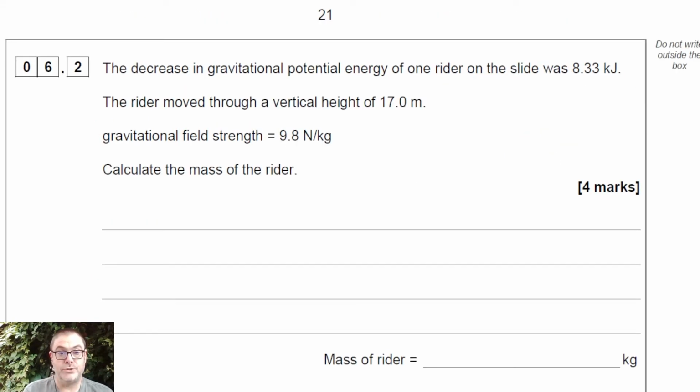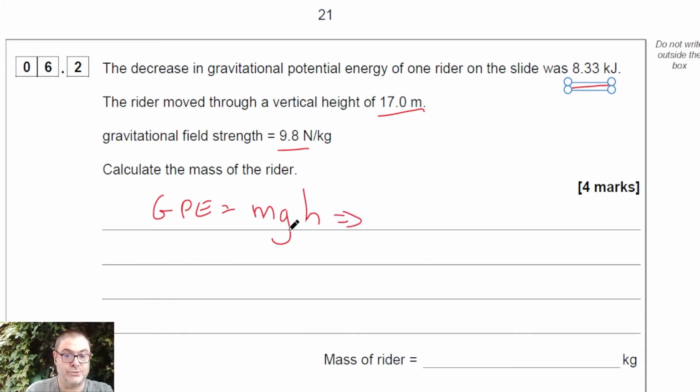On to 6.2, and in this question we are told that we have a decrease in gravitational potential energy of 8.33 kilojoules. The rider's going through 17 meters, and we know that gravitational field strength is 9.8. We've been asked to find the mass. Well, I'm sure you remember that GPE is mgh. That's probably a formula you're going to have to learn. And we're after the mass, so I would do the algebra first.